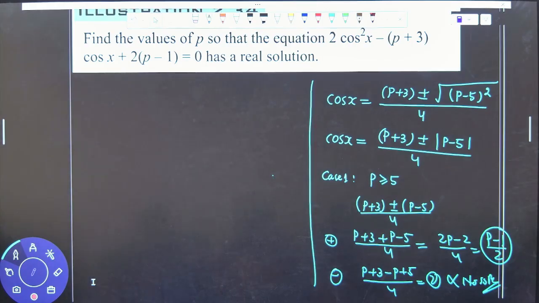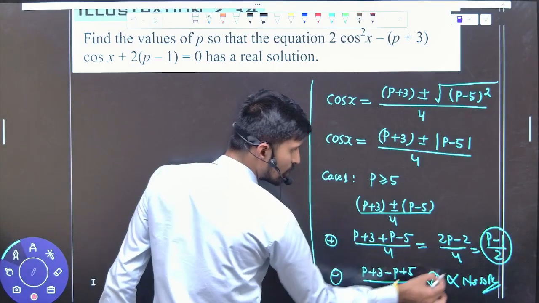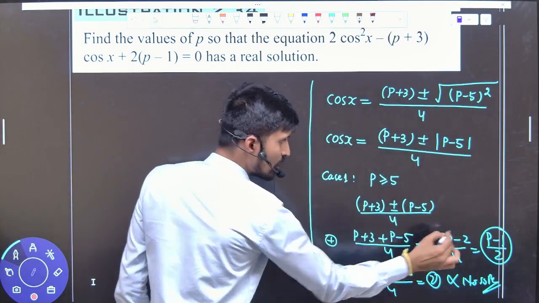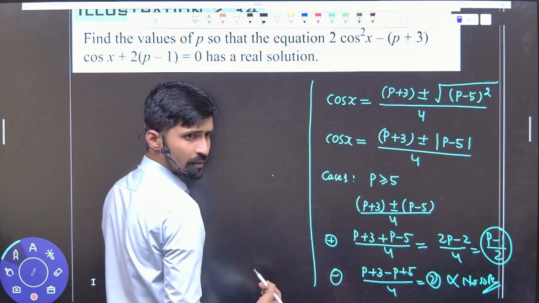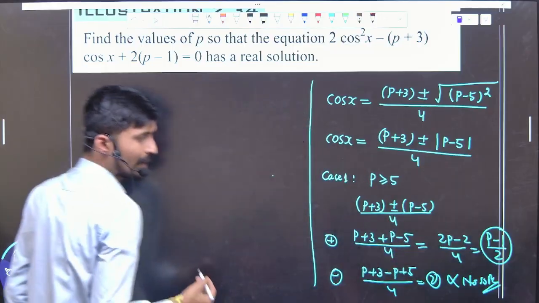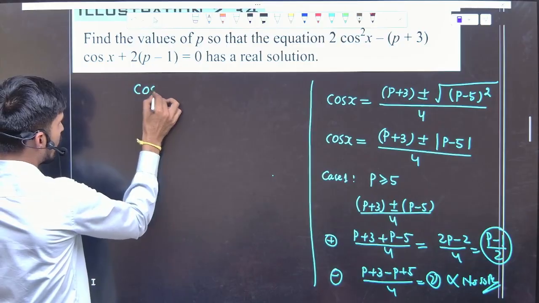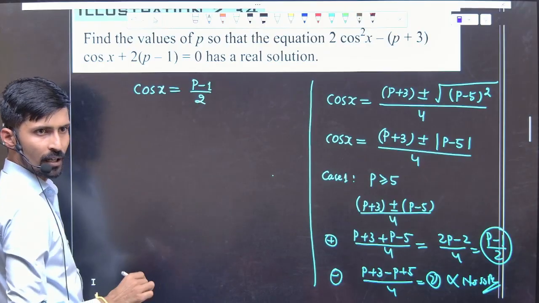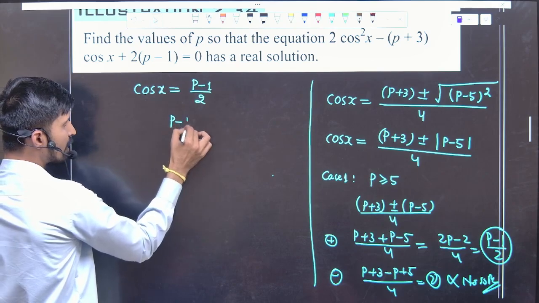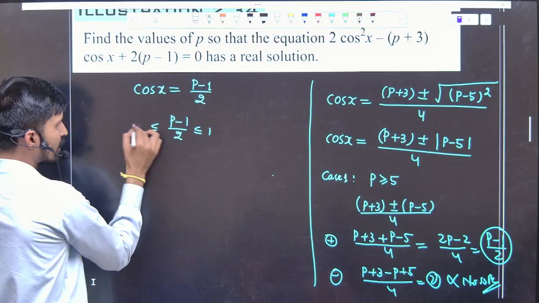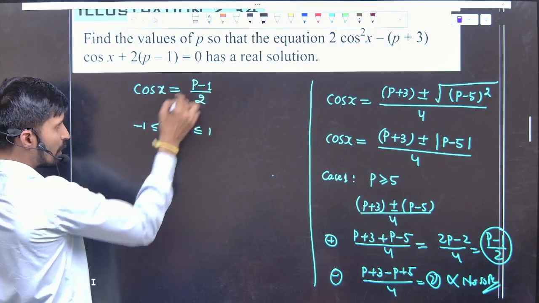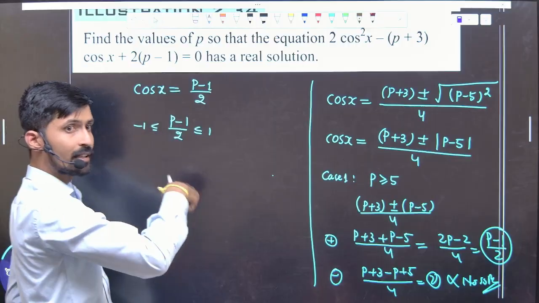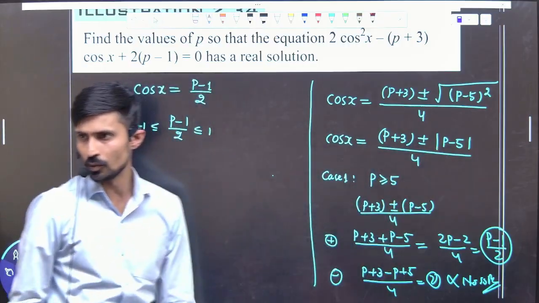What are these two values? These two values are for cos x. Cos x is equal to this, and this thing I opened here. So cos x is equal to 2, not possible. Cos x is equal to 2p minus 1 by 4, that is p minus 1 by 2. So tell me, this p minus 1 by 2 should be less than or equal to 1 and greater than or equal to minus 1 or not? When this value is between minus 1 to 1, then only cos x equal to that is acceptable. And when that is acceptable, then only we can say cos x has some value, some root.